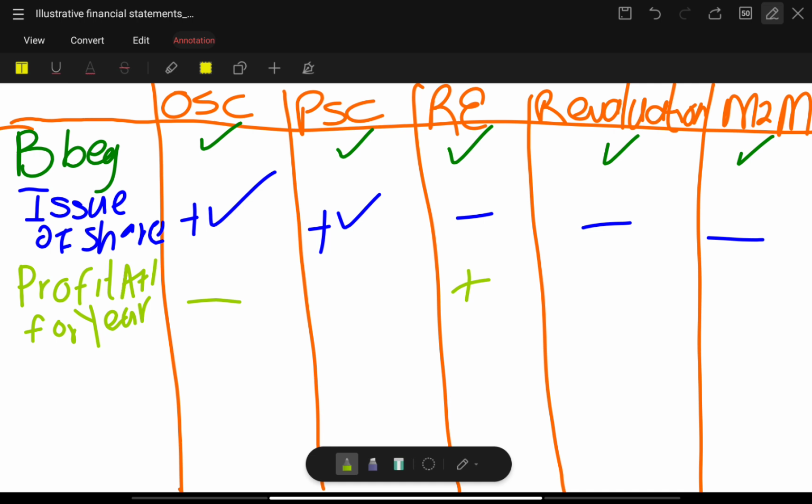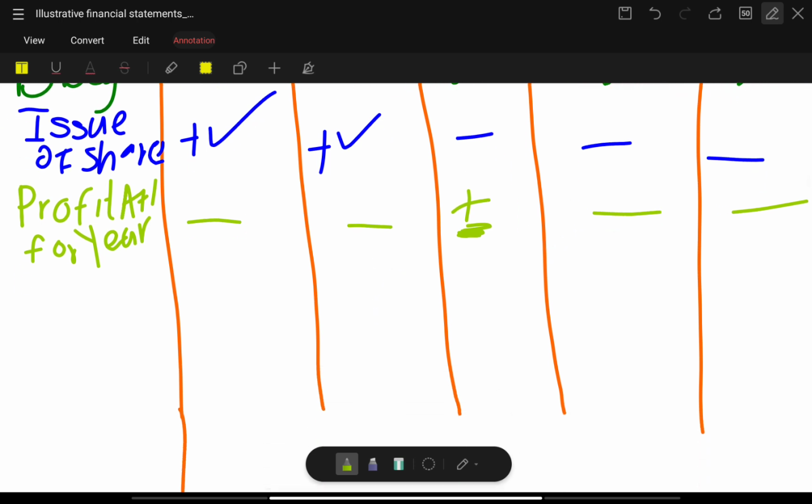So it doesn't apply to ordinary shares, it doesn't apply to preference, it doesn't apply to revaluation, as well as mark to market. Does it make sense, guys? So profit after tax will be added here. But what if it's a loss? Then you will subtract it as a loss. But most of the time, it's unlikely for it to be a loss. It's always profit after tax, so you will add it. Does it make sense, guys? I hope it does make sense if I explain it in that way.